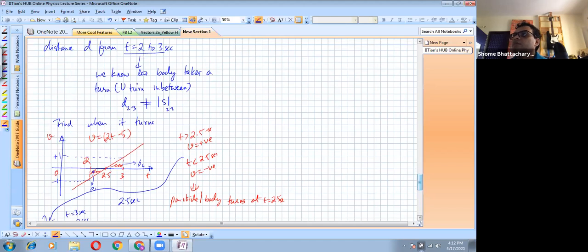So this is the second part. We want to calculate the distance from 2 to 3 seconds. So the problem is this, that we know that the particle is changing direction in between. So we cannot write the distance directly as magnitude of displacement. Instead, what we have to do is we have to divide that interval of time into 2 sections. One section where it's going negative, then one section where it's going positive. So how do we figure out where it's going negative, where it's going positive? That's where the graph comes in. That's where our understanding of the velocity time graph comes in.